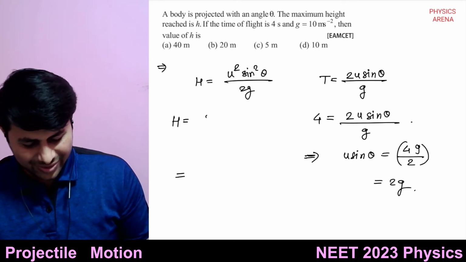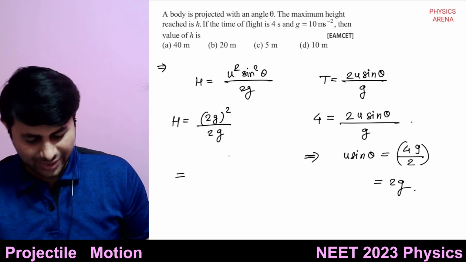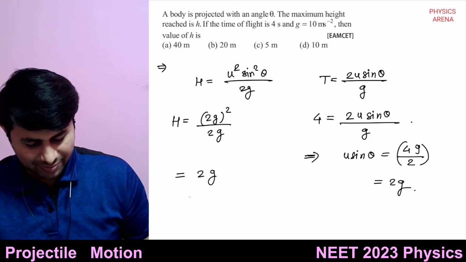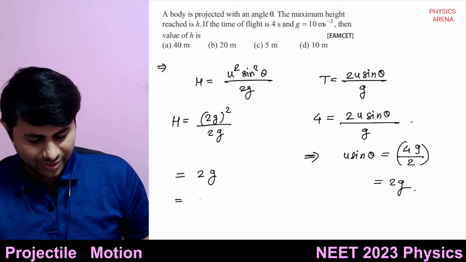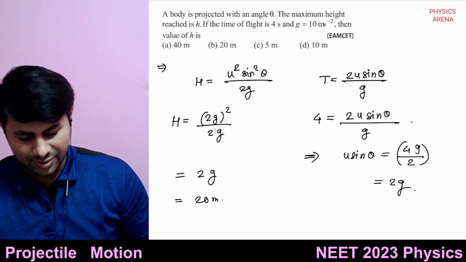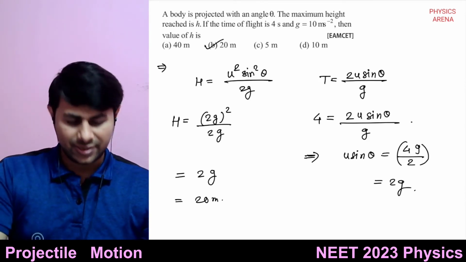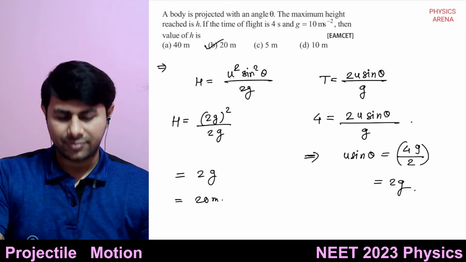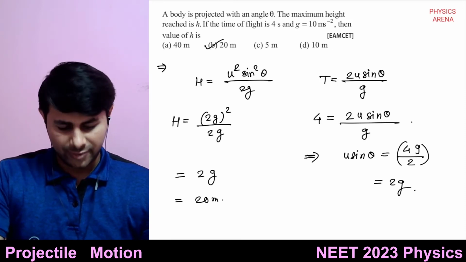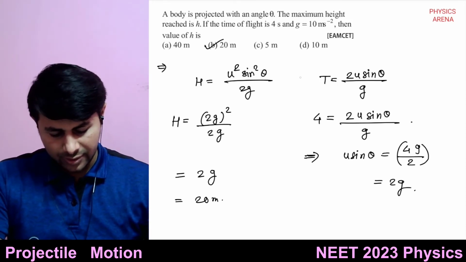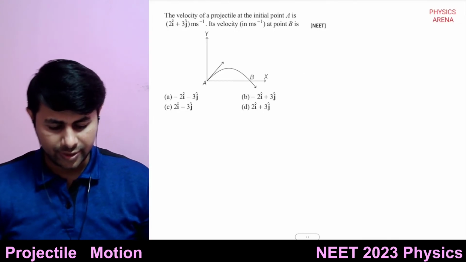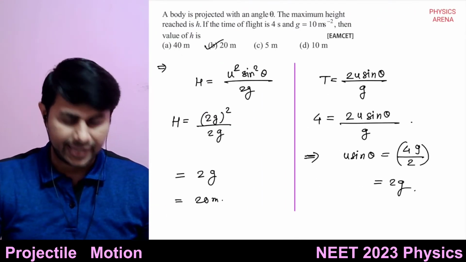2g square divided by 2g. So that is 2g only, 2 times g. So how much? 20 meters. 20 meters is the answer. Simple. Okay, next one. So we have to do these kind of adjustments.